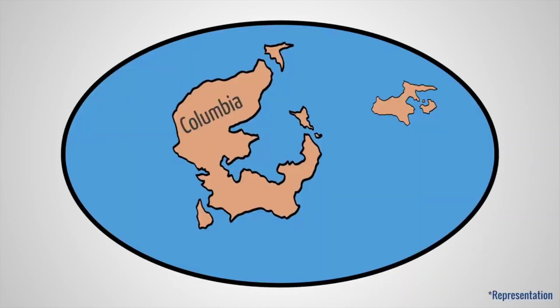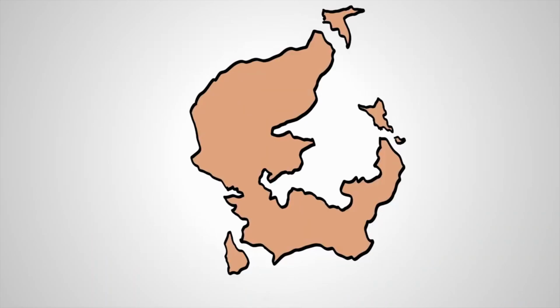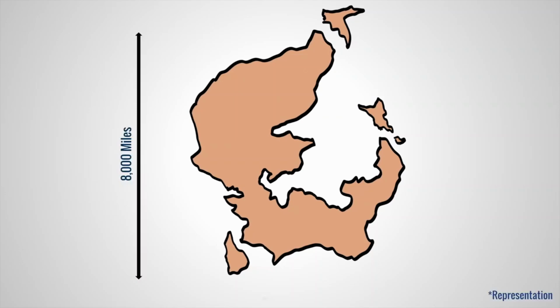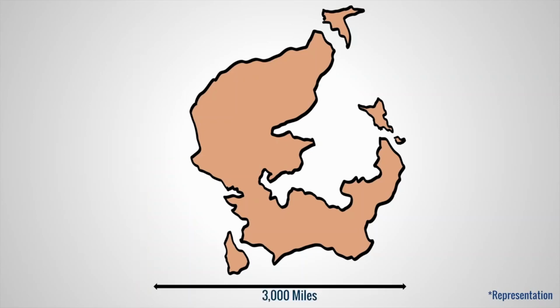Colombia. Now we are starting to enter an age where we have slightly more evidence. The continent of Colombia formed 2.5 billion years ago. It's believed that the continent stretched 8,000 miles, or around 13,000 kilometers for you commies, north to south, and 3,000 miles, nearly 5,000 kilometers, east to west at its widest point.